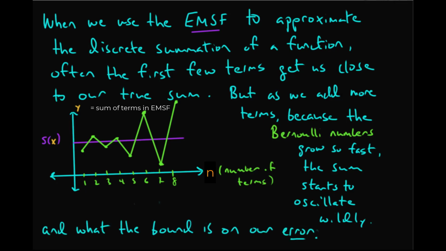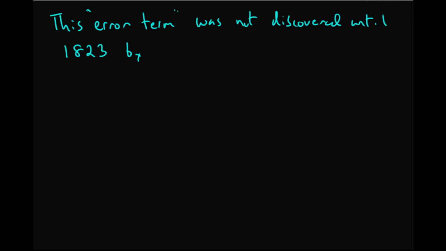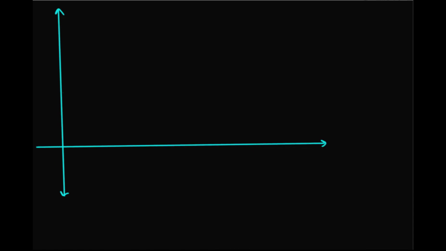And once we truncate our series, we'd like to also be able to bound the error so we know exactly how close we are. Now, as I've already mentioned, this remainder term or error term was not discovered until 1823 by Poisson. And so what follows in this video lecture, we'll rederive the Euler-Maclaurin summation formula with Poisson's error term. And so we're going to begin this derivation by considering the function y equals f of x.